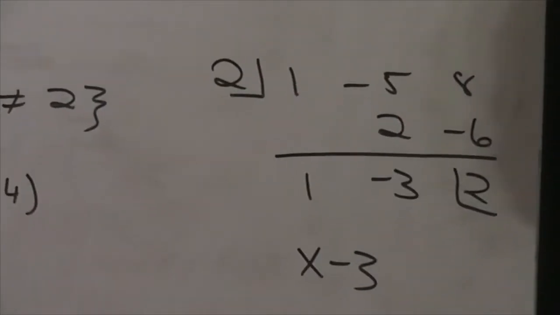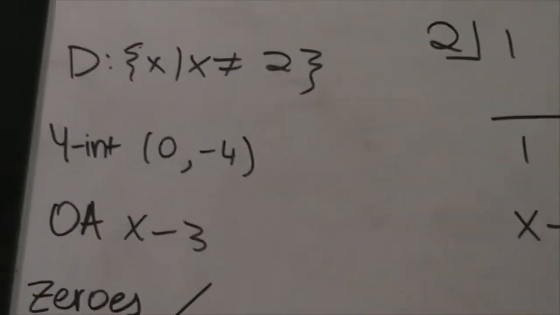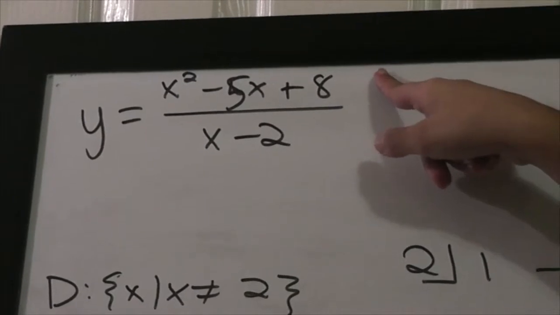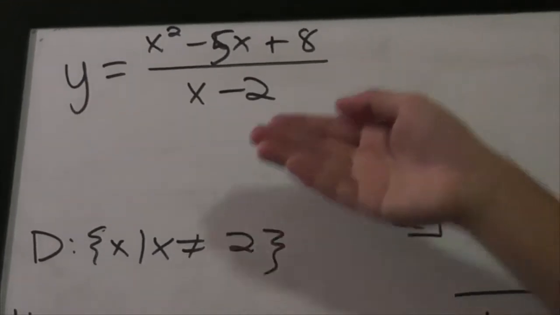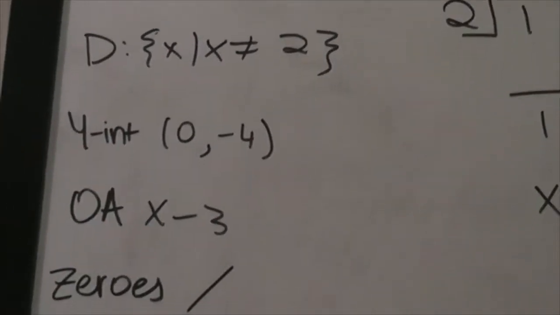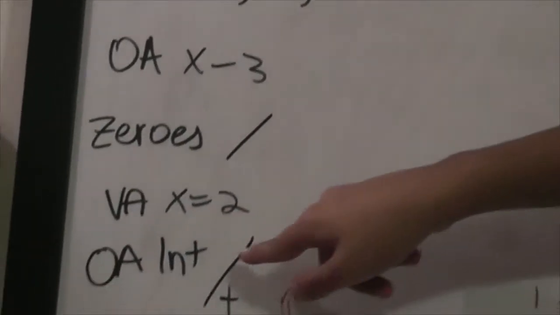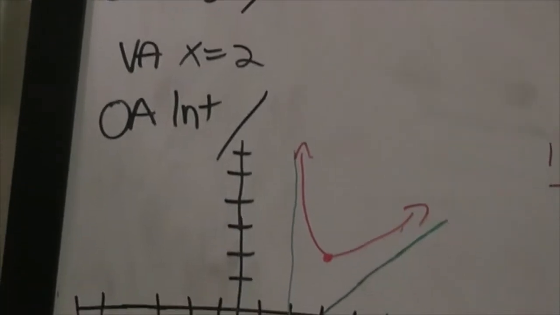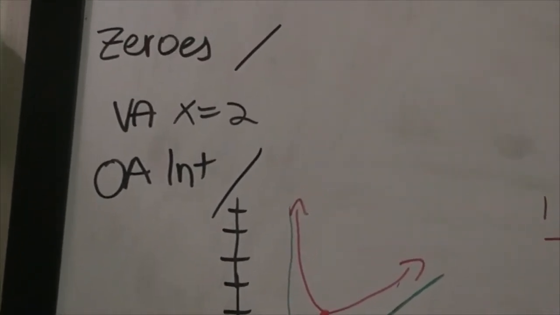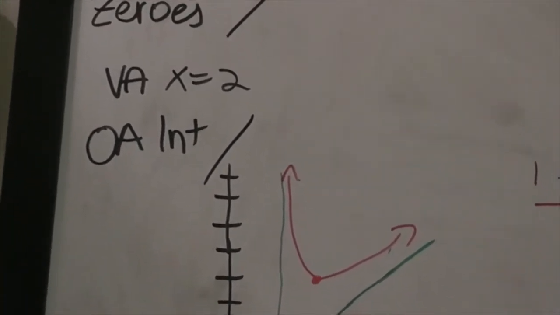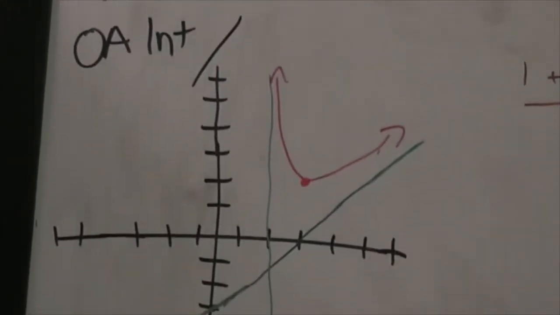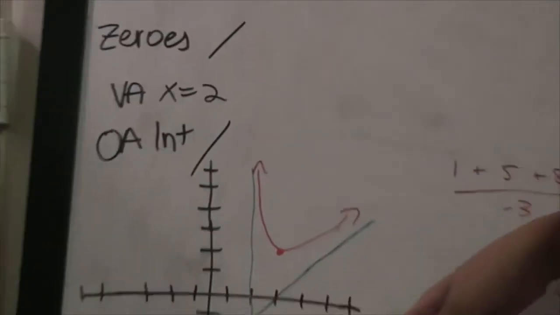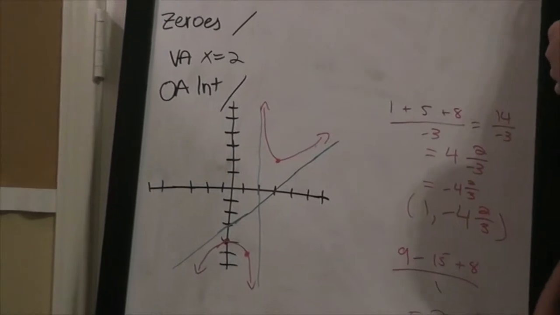And this equation does not have any zeros because when you simplify the top, you find that it simplifies to an imaginary number, meaning that there are no zeros in this equation. And it also does not cross the oblique asymptote, so there's no oblique intercept.